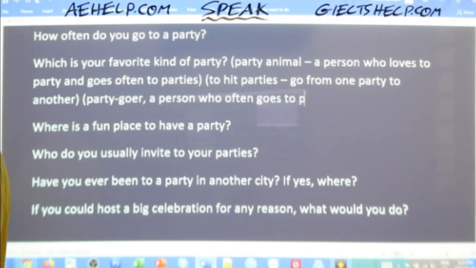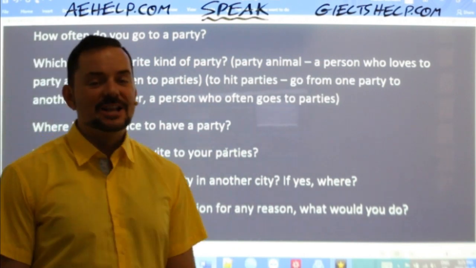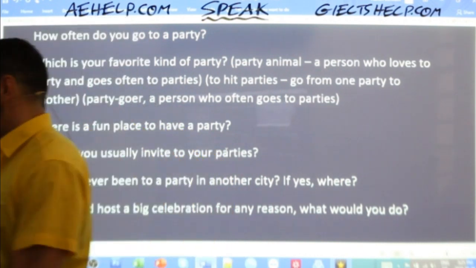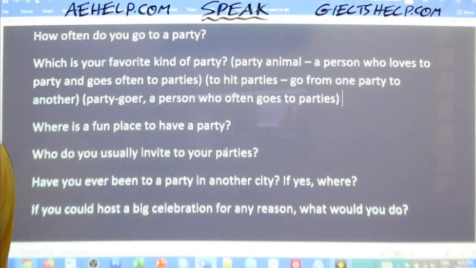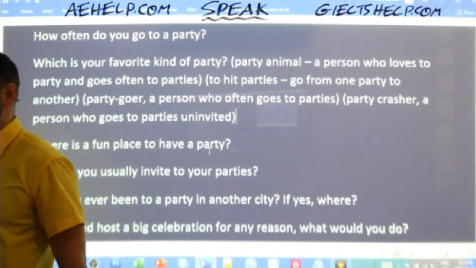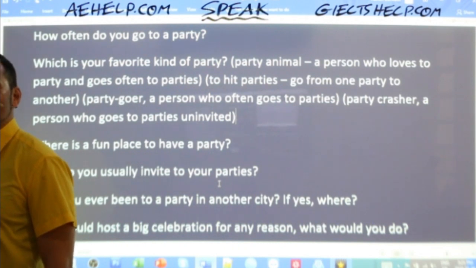All right. And then, of course, there's also another expression called a party crasher, and that's a person who goes to parties uninvited. I'll teach you that one as well. Party crasher, a person who goes to parties uninvited. Sometimes people will even say wedding crashers for those who go uninvited to wedding parties.